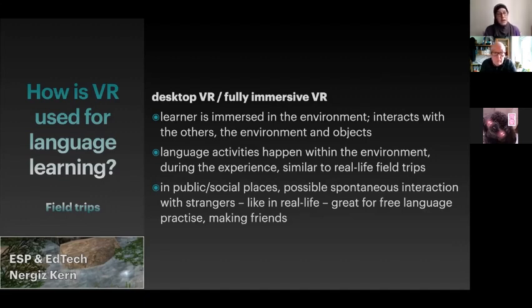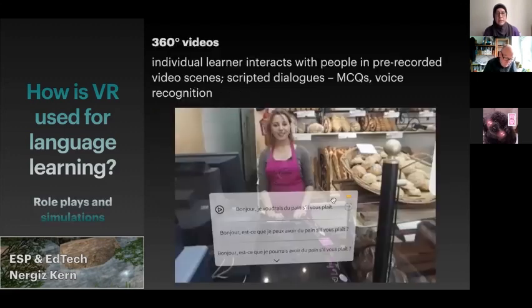So the next type of activity: role plays and simulations. And here again, first we'll look at 360-degree videos. You have specific language learning applications in which individual learners can interact with people, like here this woman in the bakery, in pre-recorded video scenes. But the dialogues here are scripted because you're not interacting with them live. It's videos. So the dialogues are scripted, and it's more or less like multiple choice questions.